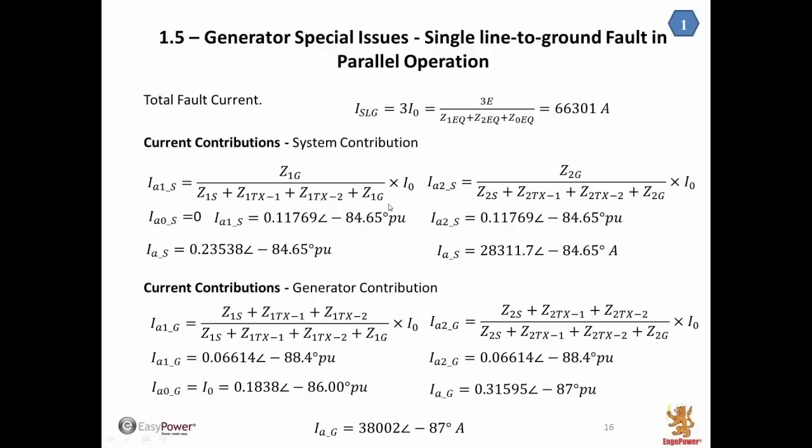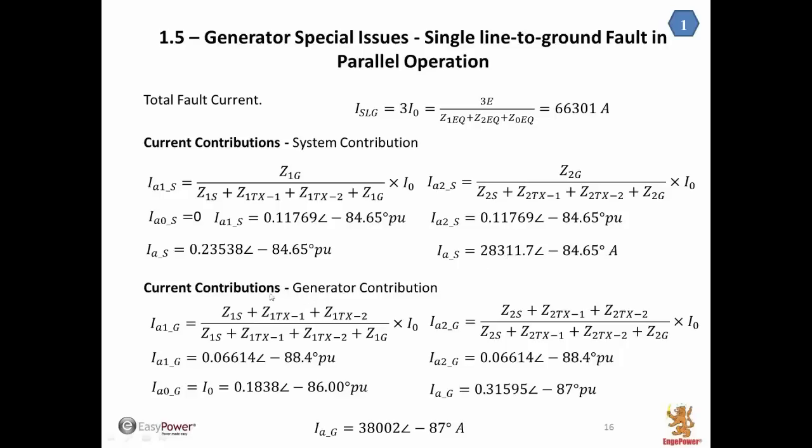What we are going to see now is the generator contribution and the system contribution. In this situation, the contribution is calculated by the sum of the opposite impedance, system contribution, divided by the sum of all the impedance, multiplied by the total current. That's the value that we have already calculated. So, you do the same calculations, and we are going to have 28,311.